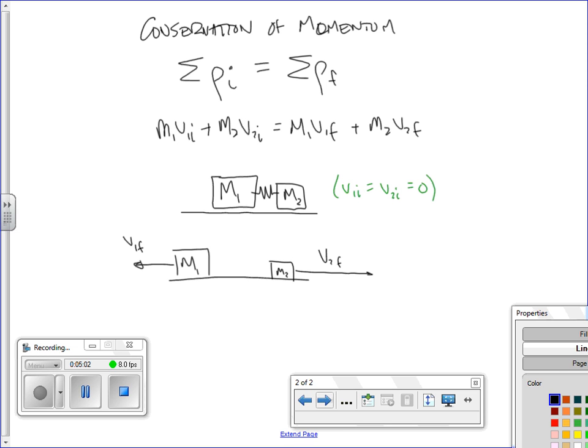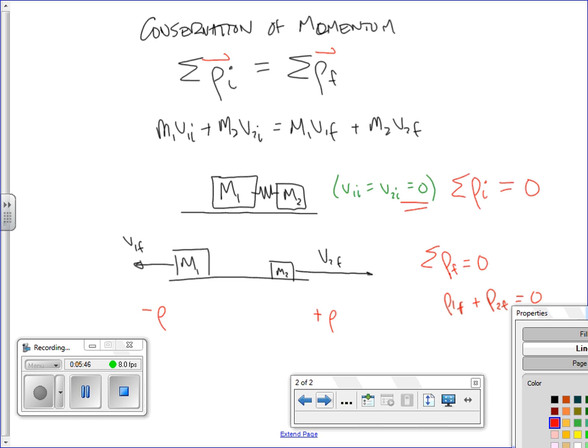Why faster? Well, here, the sum of all the initial momentums is 0 because of this. So that means that the sum of the final momentums has to be 0. So that means that momentum 1 final plus momentum 2 final has to be 0. And that means that they have to go in opposite directions. Momentum is a vector, so the directions that things move in are super important. This would have a negative momentum if we say left is negative. This would have a positive momentum if we say right is positive. And we can add those up and get 0.